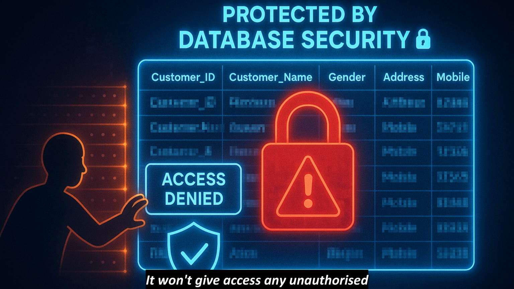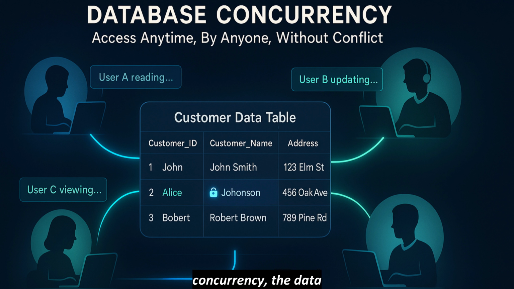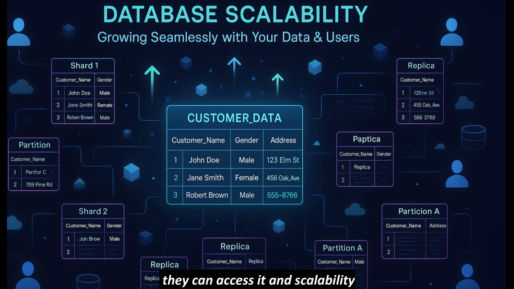It won't give access to any unauthorized users. And relationships: if a customer has a family or household, and you store that entire household's information, you establish the relationship between the wife and his children, right? So that it is easy to access all the information you are storing together, with proper relationships established. Then concurrency: n number of users can access the data you are storing simultaneously. And scalability: you can get this information in a fraction of a second.